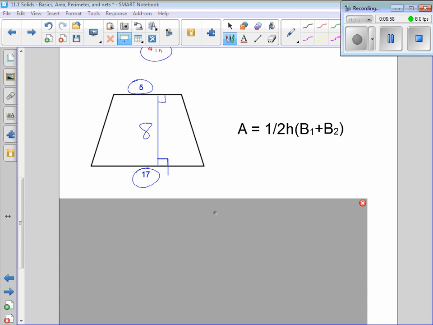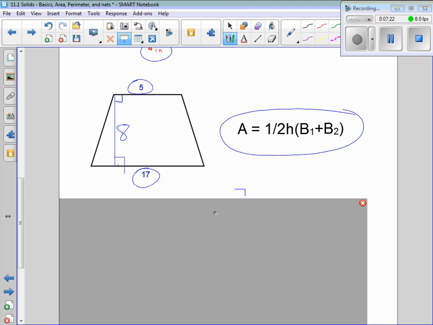Now, I want you to know that sometimes the height is given by showing the height, like over here, or over here. I don't know why it's not doing that. Something like that, okay? So sometimes we go looking for the height or they give us the height. But in any case, those are the pieces that you're going to have to put in for the area of a trapezoid.